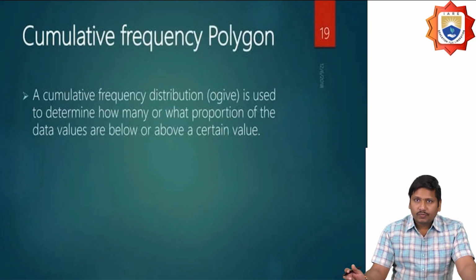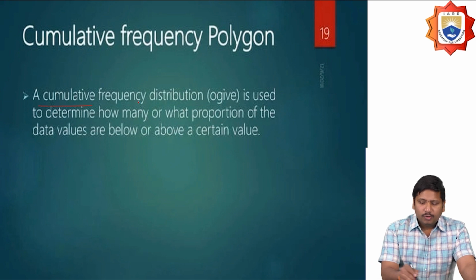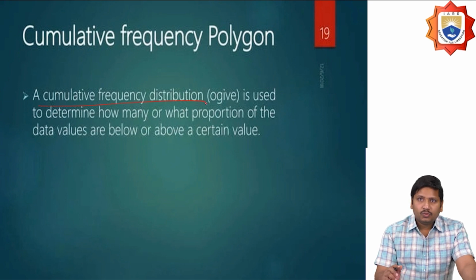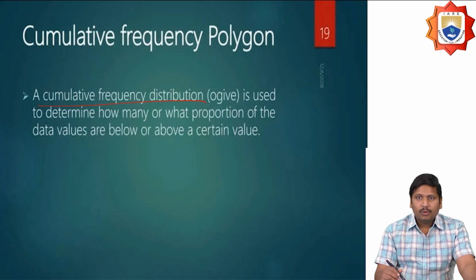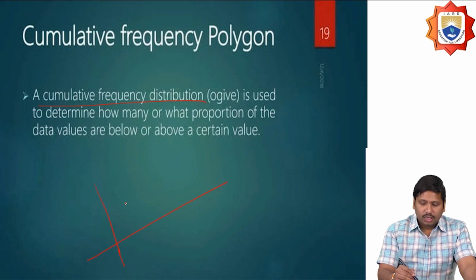And the cumulative frequency polygon. Here we calculate the cumulative frequency distribution, which is also called an ogive, and which is used to determine how many or what proportion of data values are below or above a certain value. If I want to find that out, I have to make use of the cumulative frequency polygon. So the cumulative frequency is the thing.